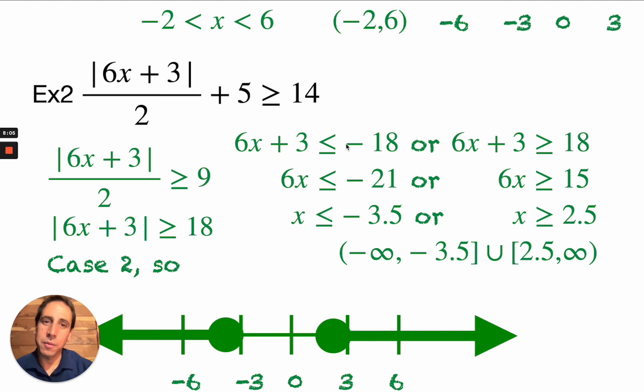And from here on out, we solve them like normal inequalities. You undo the addition on both of them. You undo the multiplication on both of them by dividing by 6. And you get x is less than or equal to -3.5, or x is greater than or equal to 2.5.